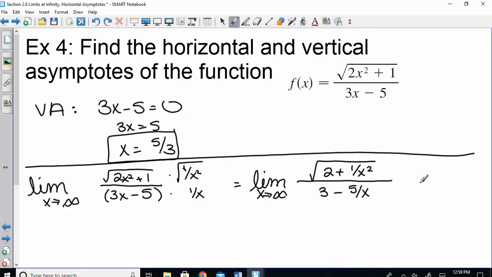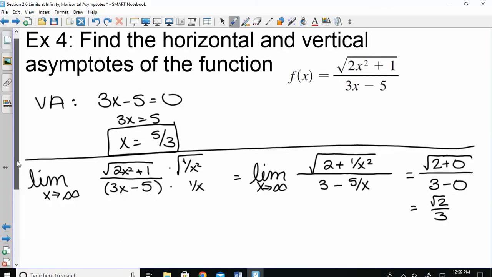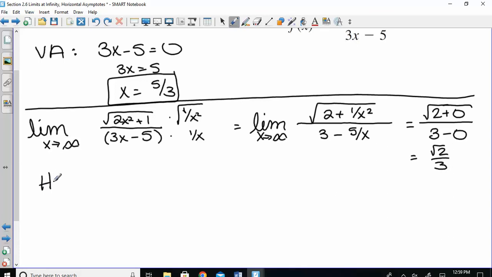All right, does this help me? Yes. Essentially what you can do now is evaluate the limit. So on the top we have the square root of 2, and 1 over x squared would go to 0. Anytime you have a number over infinity, it turns into 0. So the bottom would be 3 minus 0. And so we get the square root of 2 over 3. So that means we have one horizontal asymptote we found so far. But we're not done. We need to do the other side.